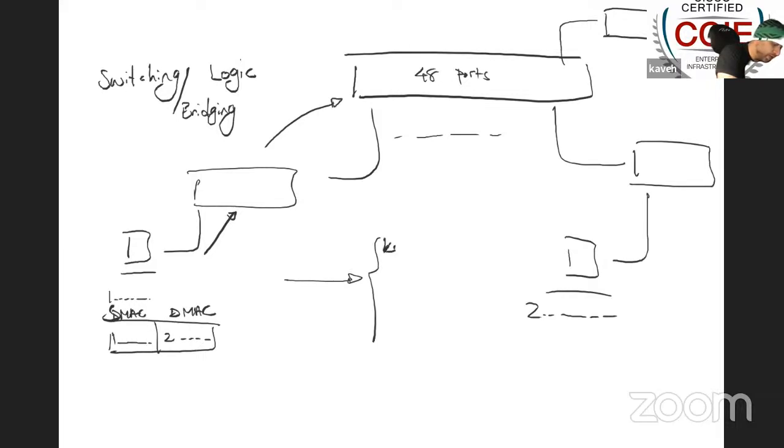either known unicast or unknown unicast. We do have two different types of unicast, either known or unknown. Okay, what are they? A known unicast happens when the frame is forwarded out of the single interface which is associated with the destination address.